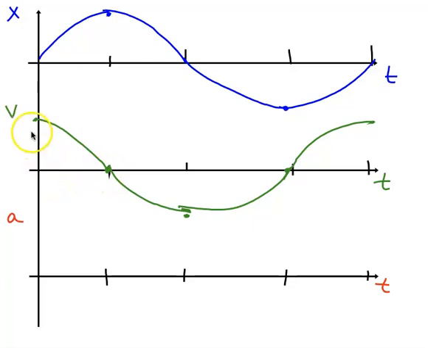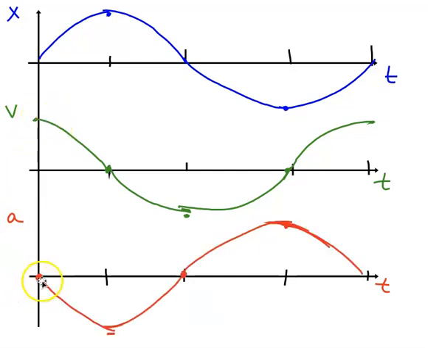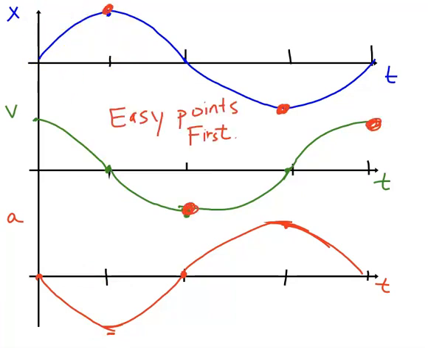We can do the same thing to look at our acceleration time relationship by looking at the slope of the velocity time graph. And we get this interesting graph that is in fact a reflection over the x-axis of the position time graph we had.